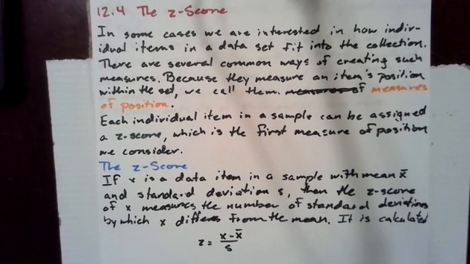Each individual item in a sample can be assigned a Z-score, which is the first measure of position we consider. If X is a data item in a sample with mean X bar and standard deviation S, then the Z-score of X measures the number of standard deviations by which X differs from the mean. It is calculated Z equals X minus X bar divided by S.